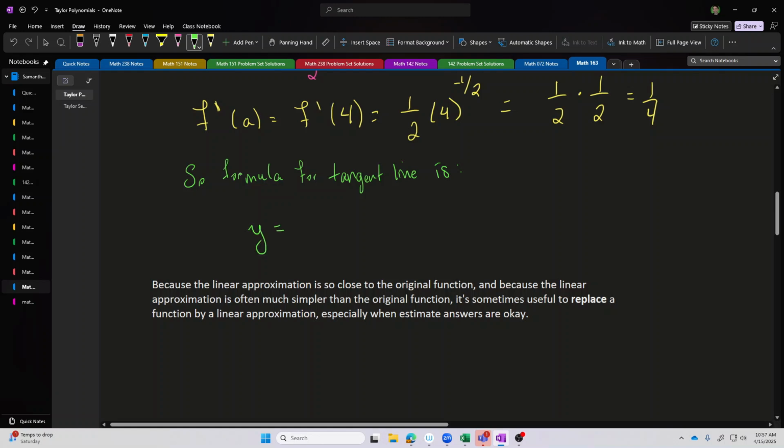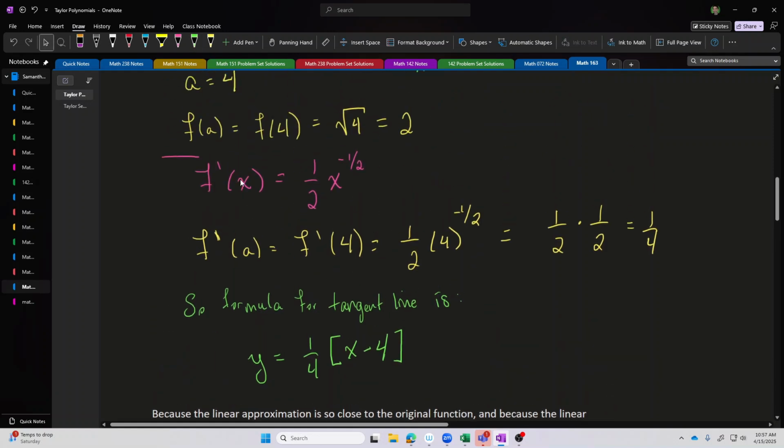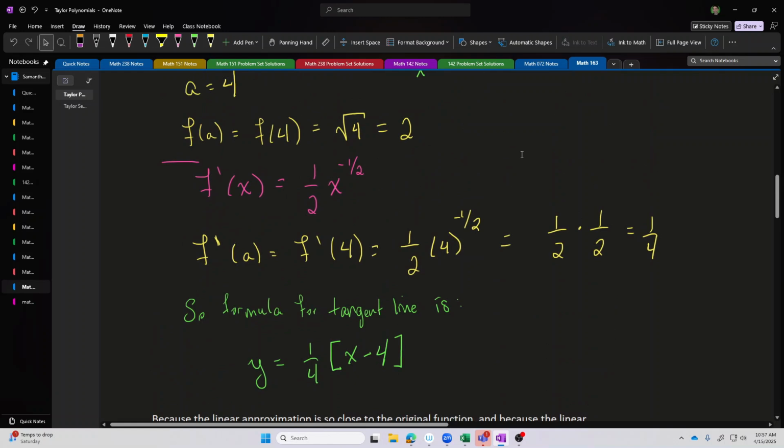Y equals the slope of the tangent line, the output of the derivative, which we found was 1/4, then multiplied by the quantity x minus a, in our problem x minus 4, and then adding on to that the output of the original function, f of a, so adding on to that expression 2.